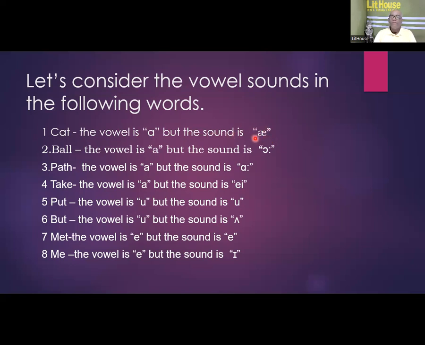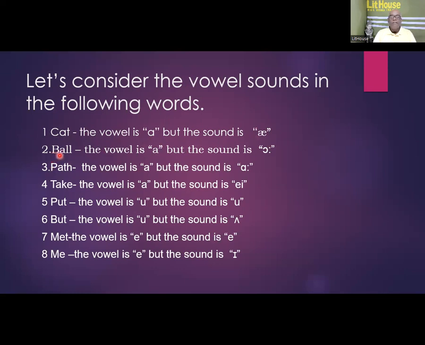Now, be familiar with this symbol. We call these phonetic symbols. In the English alphabet, there is a phonetic alphabet. The phonetic alphabet tells you how to sound a word, how to pronounce a word. Now, you see cat, C-A-T. The vowel letter is A, and the sound is the short A. Do you understand? Here the vowel letter is A, and the sound is A. Okay, let's go to the second one.